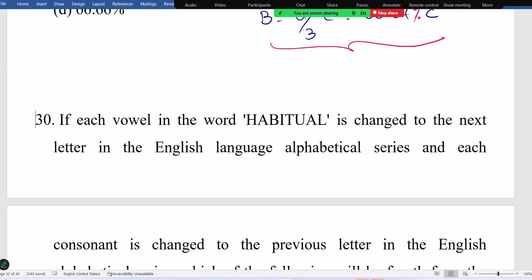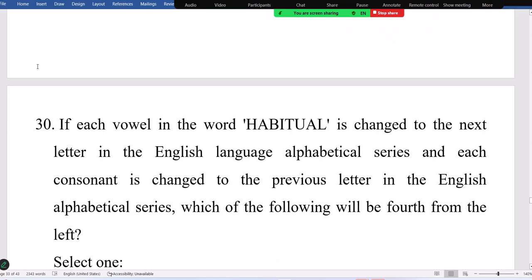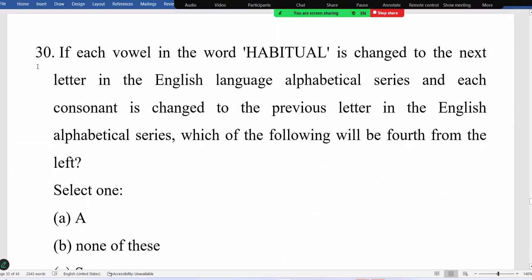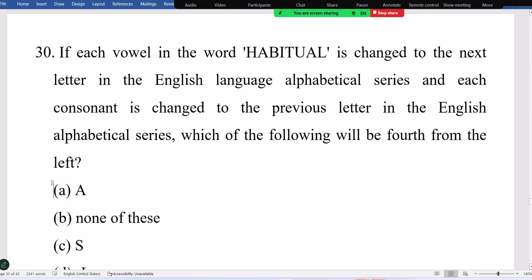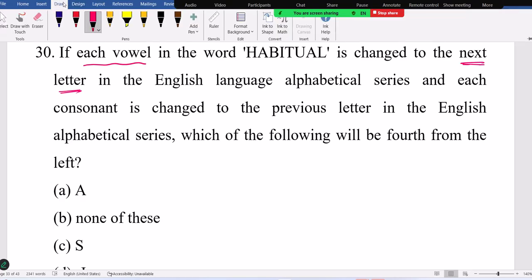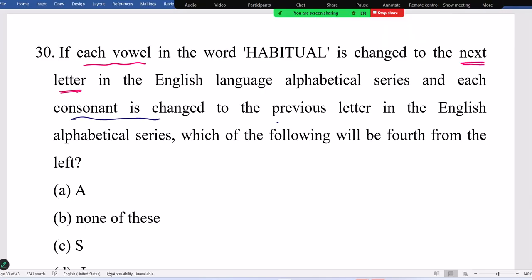Now this 30th question: in each vowel in the word, change it to the next alphabet. See, there are some changes they are giving. Vowel should be changed to the next alphabet, whereas consonant should be changed to the previous alphabet. Each consonant is changed to the previous letter. Okay, that's it.